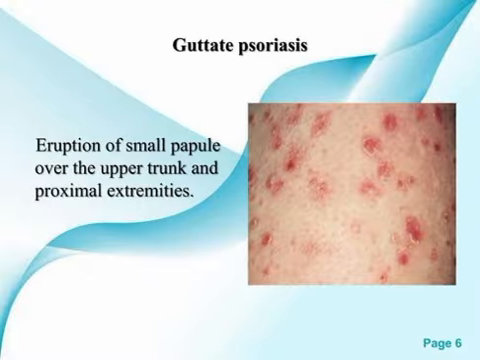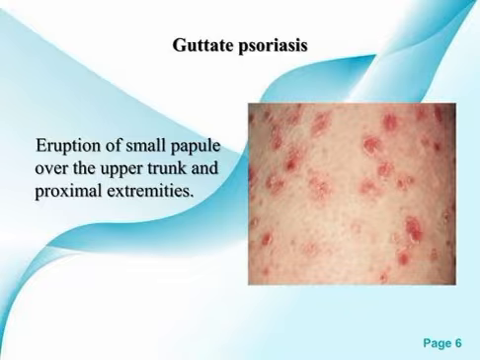So the next will be guttate psoriasis. Usually, guttate psoriasis occurs when there is an infection by the Streptococcus bacterium. This guttate psoriasis is an eruption of small papules. We can see in this picture that there are small bumps, and these bumps contain some pus inside them, like the eruption of chickenpox or smallpox.